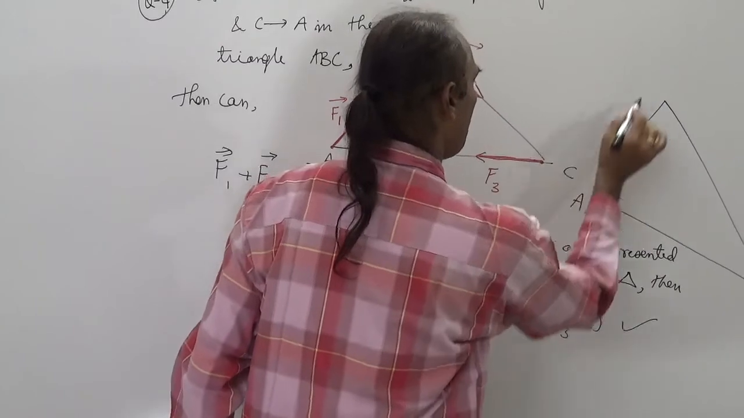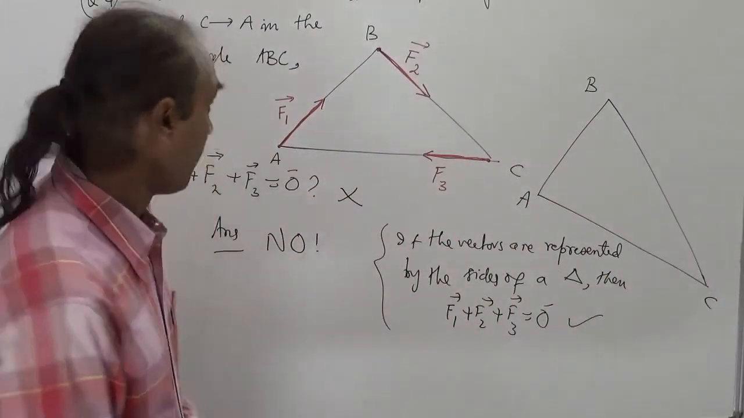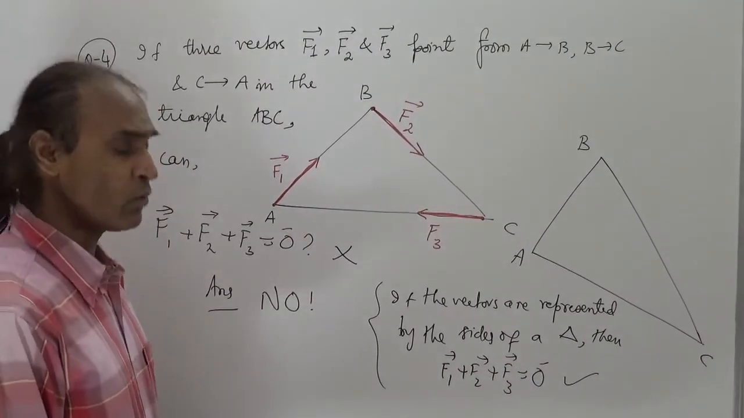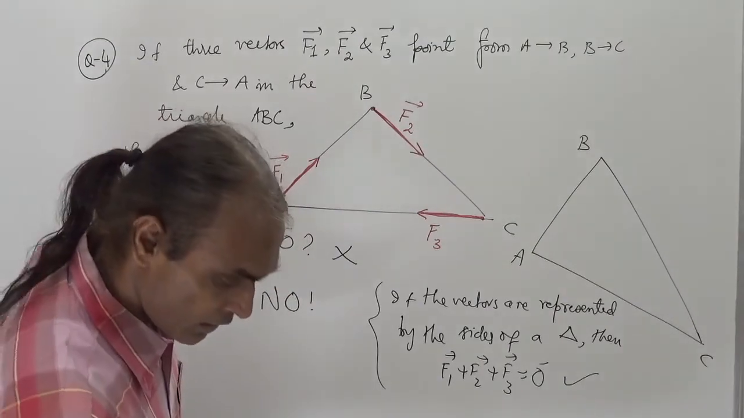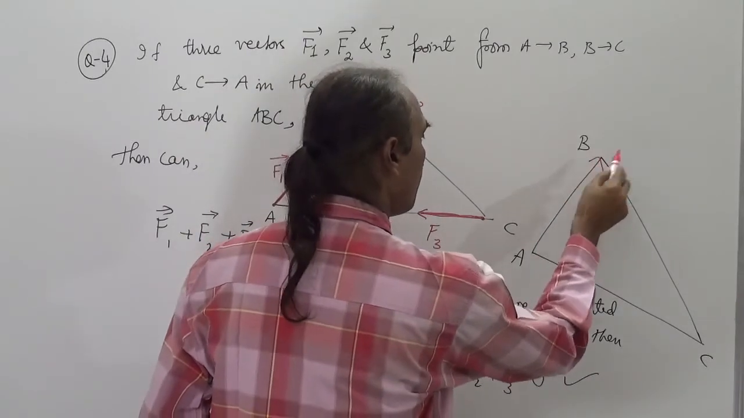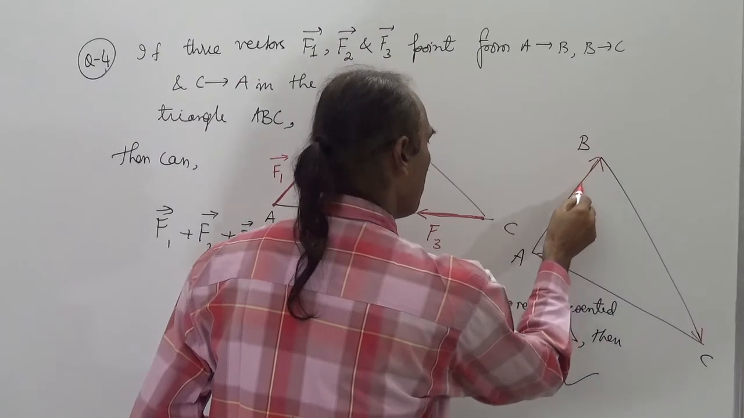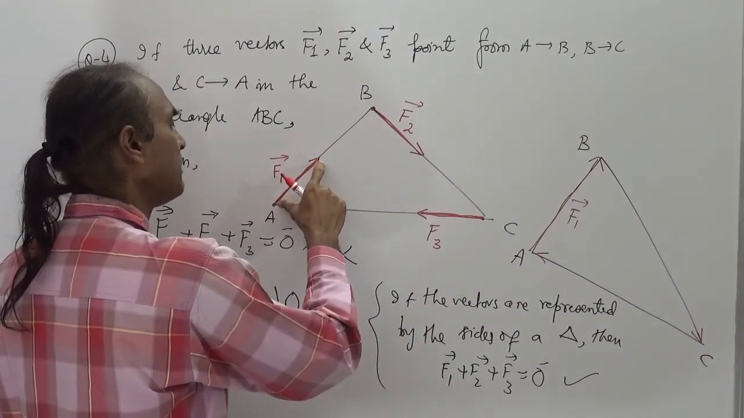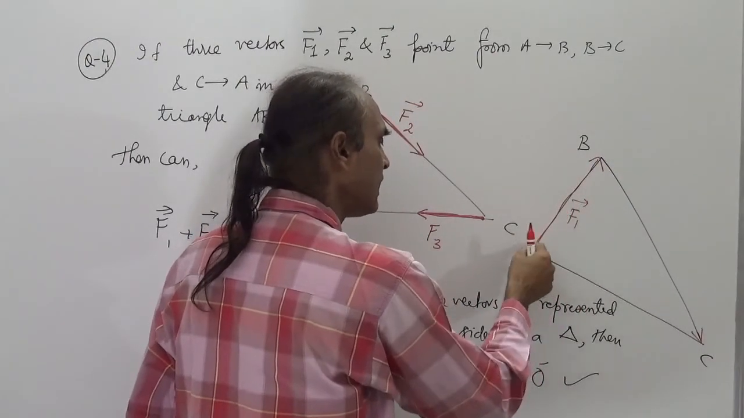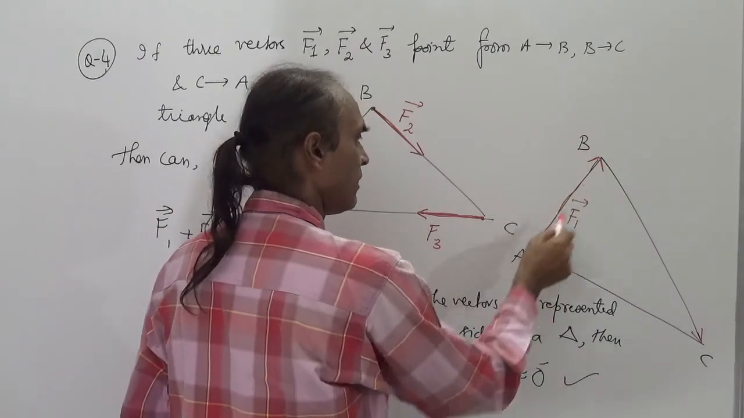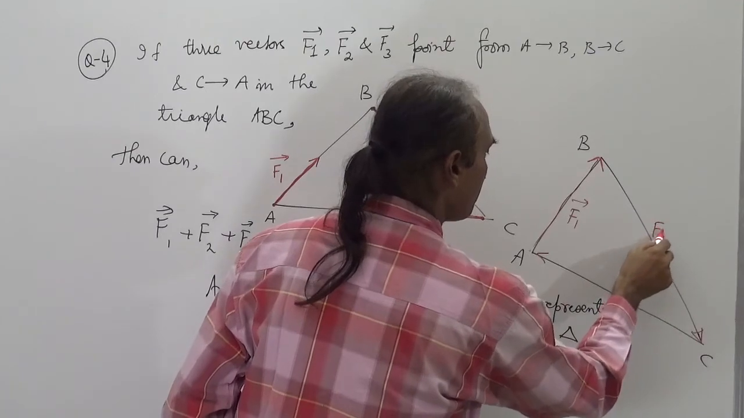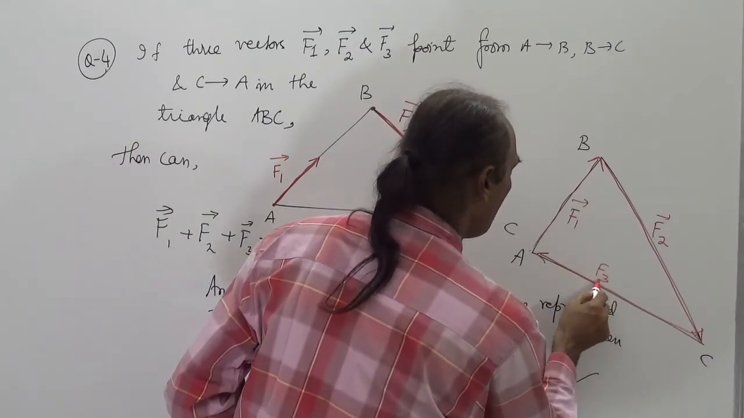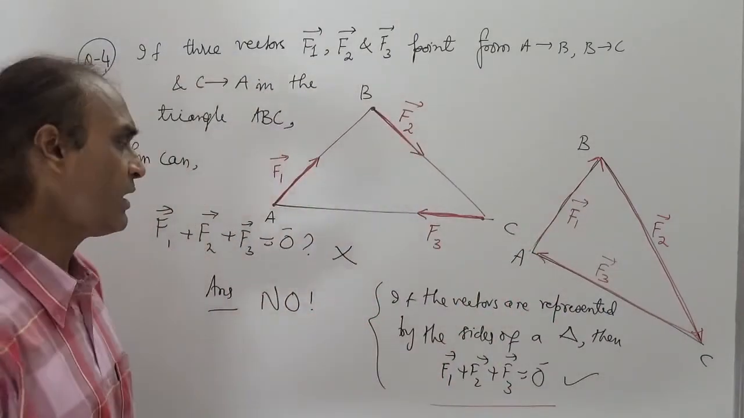If you take the triangle A, B and C, and you ask that these forces not only point from A to B, B to C and C to A, but also the sides represent the forces, then the diagram would be in this way. This is the force F1. The tip of the arrow cannot be in between, because the side AB represents the force F1. That means the tip will be at B, and the tip of the vector F2 will be at the point C, and the tip of the vector F3 will be at the point A. In this case, the sum of these three vectors will be equal to 0.